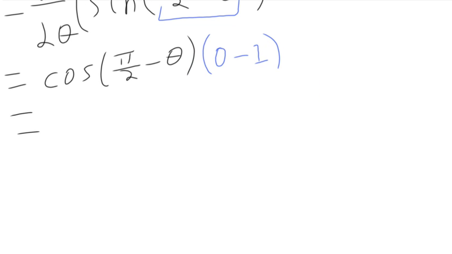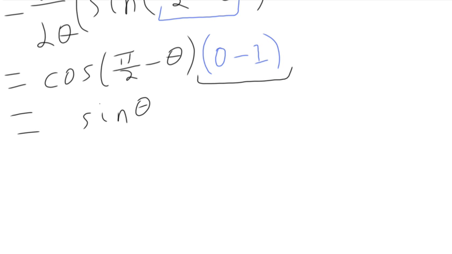Now, what is cosine of pi over 2 minus theta? Well, again, the cosine of an angle is like the sine of its complementary angle. So what angle is complementary with pi over 2 minus theta? Well, obviously theta is complementary with pi over 2 minus theta.